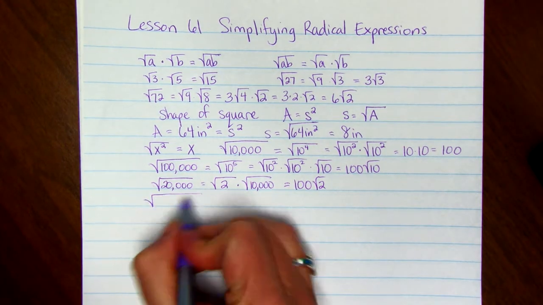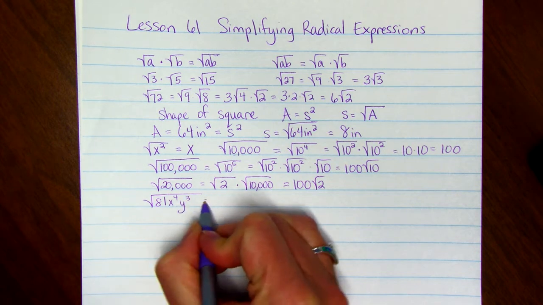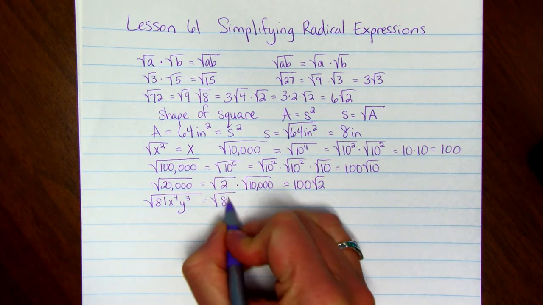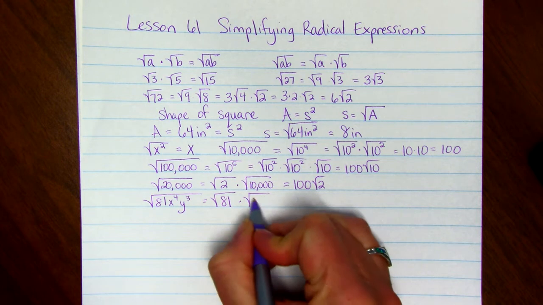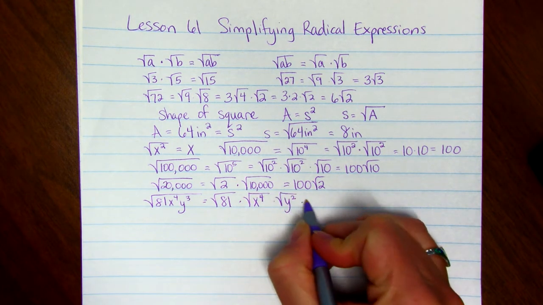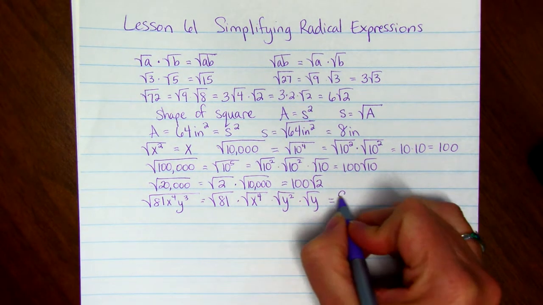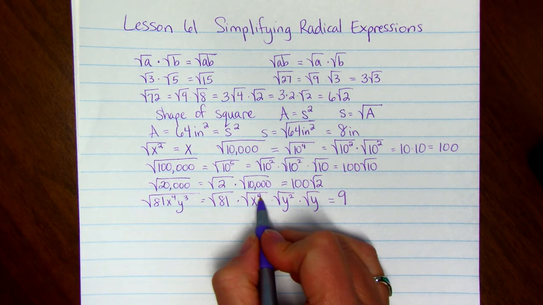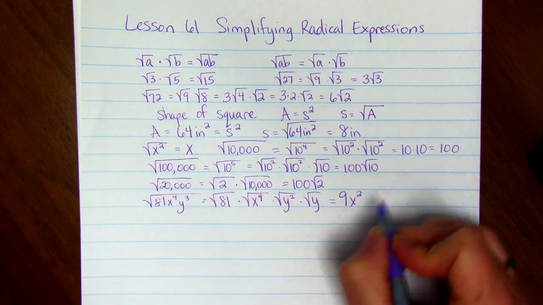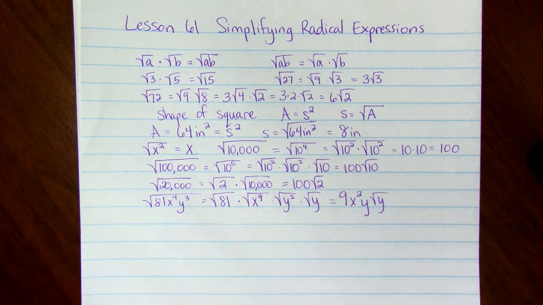Now if we're looking at the square root of 81 x to the 4th y cubed, we can take the square root of 81 times the square root of x to the 4th times the square root of y squared times the square root of y. So the square root of 81 is 9. The square root of x to the 4th is half of 4, so it's x squared. The square root of y squared is just y, and then we still have the square root of y there.